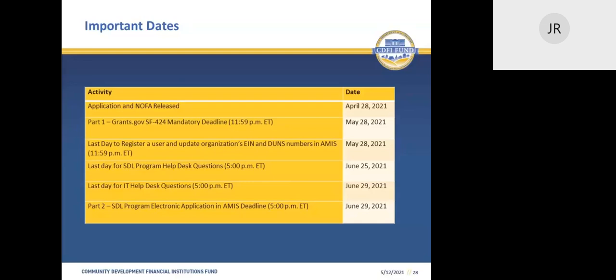The last day to contact the Small Dollar Loan Program team with any questions you may have is June 25th. The last day to reach out to IT for any help on your application is 5 p.m. on June 29th. And then the last day to submit your electronic application in AMIS is 5 p.m. Eastern Time on June 29th.